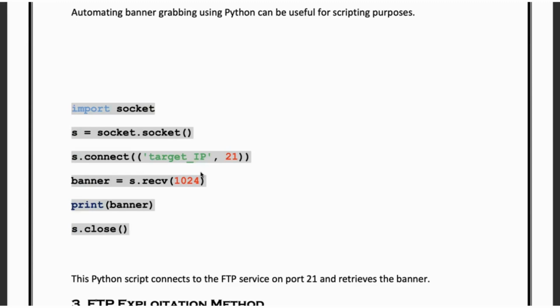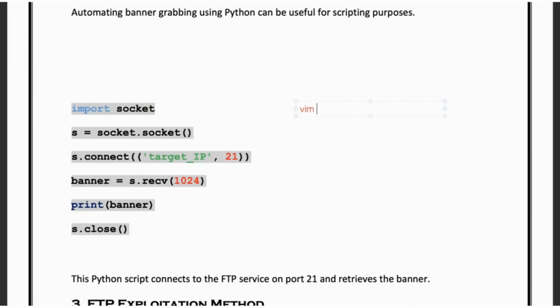Suppose in any infrastructure, nmap is prohibited, or telnet is not available, or netcat is not available, then you can simply make this Python script, make a file with that code, and modify the IP and run this Python code. So how can you run this Python code? Let me tell you the command.